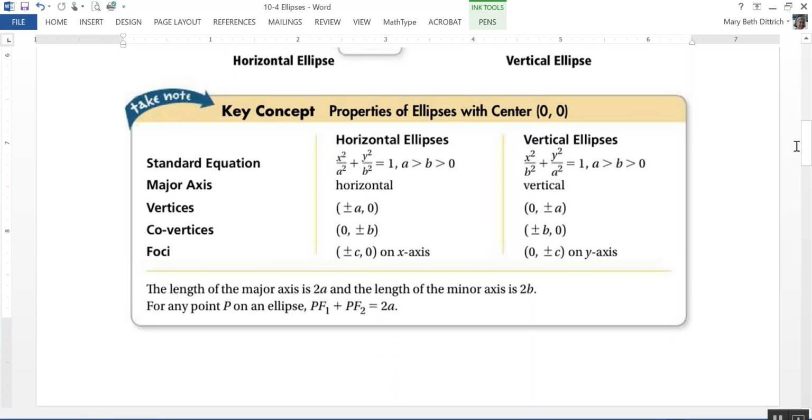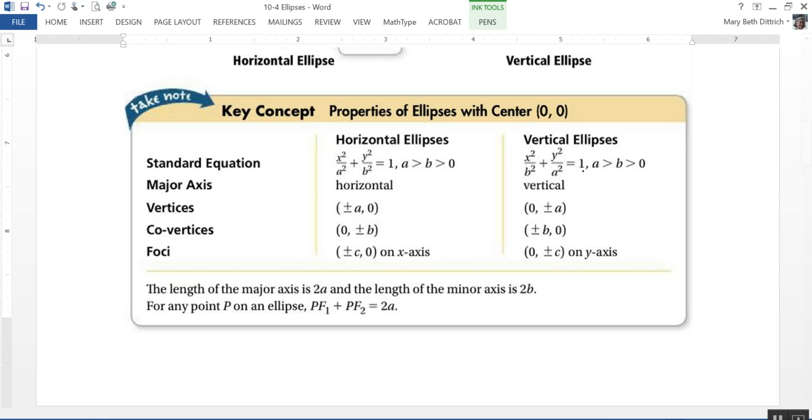So in this section we're going to take a look at ellipses, only those that are centered at the origin. For a horizontal ellipse, one that is longer on the x-axis, the standard equation is x squared over a squared plus y squared over b squared is equal to 1. For all of these ellipses, a is always greater than b, which has to be greater than 0, because you can't have 0 in the denominator. Now if it's a vertical ellipse, the equation is slightly different. It's x squared over b squared instead of a squared plus y squared over a squared is equal to 1. And again, a is greater than b, which is greater than 0.